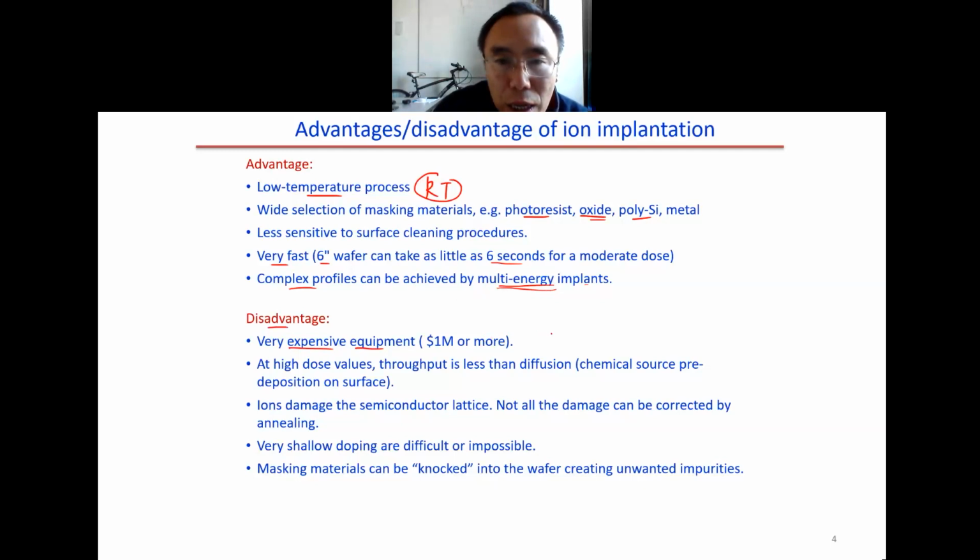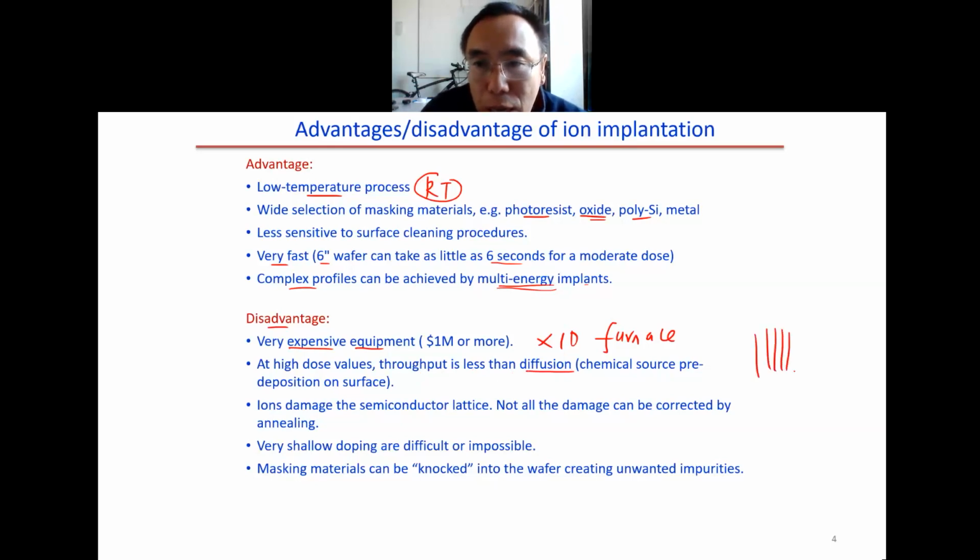The disadvantage, first, the equipment is very expensive, like $1 million. This is about 10 times that of the diffusion furnace. At high dose values, the throughput is less than the diffusion. Because in thermal diffusion, we can put hundreds of wafers in the furnace and do the doping at the same time. For ion implantation, the wafer needs to be put like this, side by side.